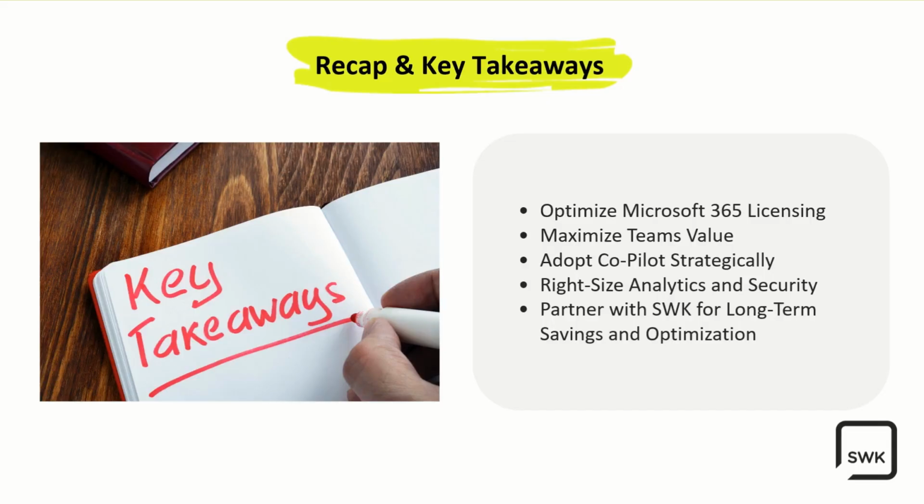Adopt Copilot strategically. Assign AI licenses only to roles that gain measurable ROI. Pilot with select teams and avoid blanket rollouts that might inflate costs. Right-size analytics and security. Consolidating reporting into Power BI and bundling Microsoft's Defender, Entra ID, and Purview reduces tool sprawl, lowers costs, and strengthens compliance posture.